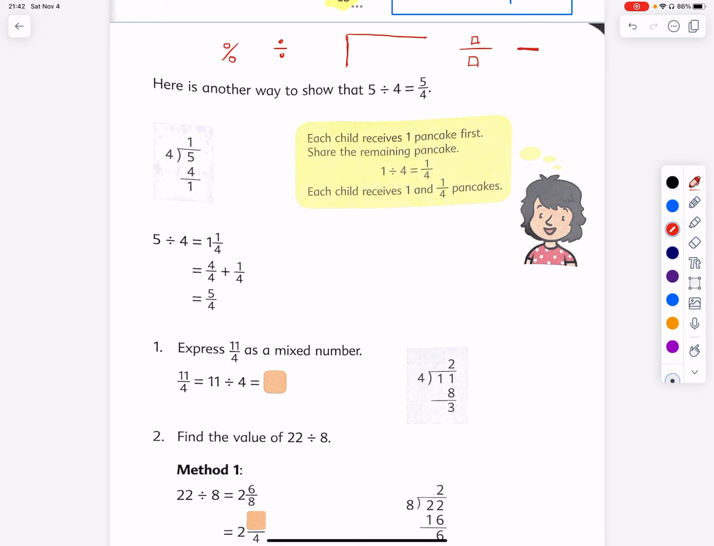All of these symbols, this and this and this and this, represent division. Multiple ways to write division in mathematics. We can write it horizontally. We can write it as a fraction. We can write it as long division.